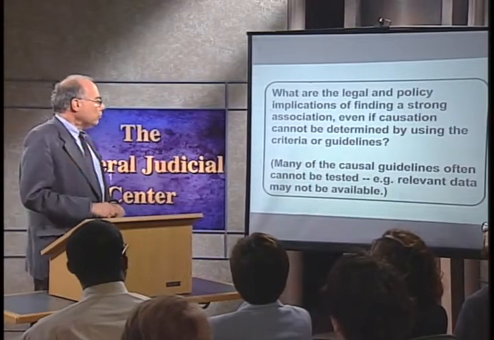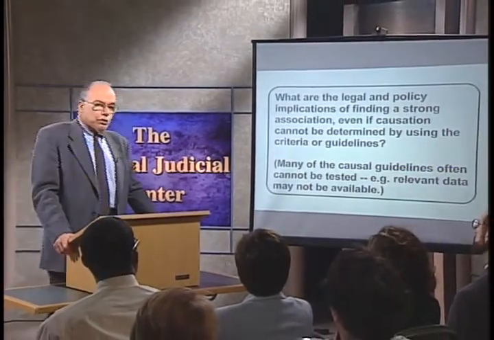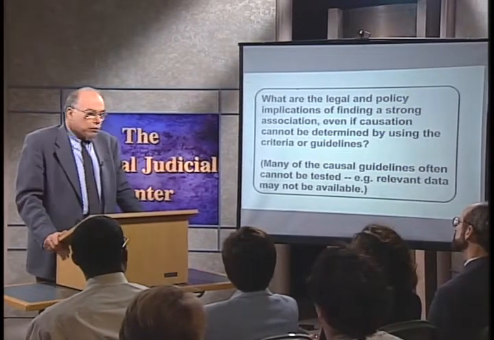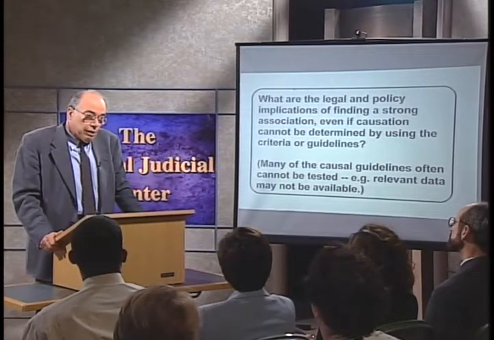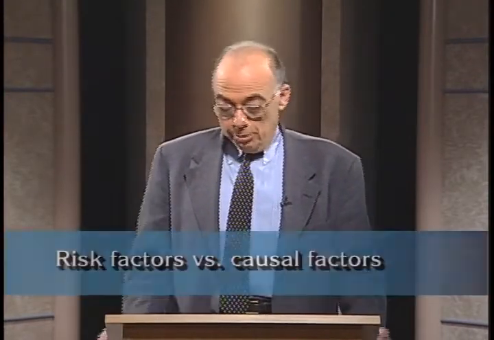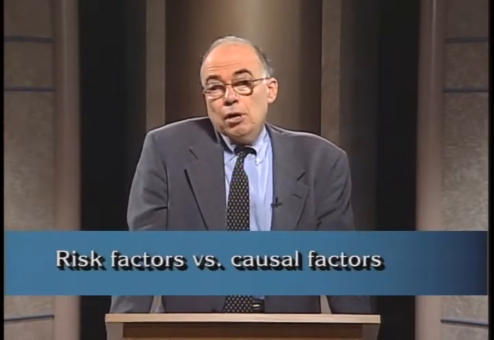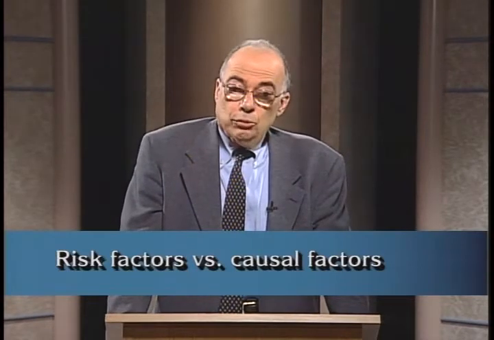Let's stop and ask the question, what are the legal and policy implications of finding a strong association even if causation cannot be determined by using these criteria or guidelines? That is, we show a strong association, the relative risk is high, but when we go to that list of guidelines, we're not able to document them. Often we just don't have the data. The appropriate studies haven't been carried out. This represents a major problem for the courts in interpreting epidemiologic evidence. We speak of factors being risk factors rather than causal factors only because the evidence is not strong enough for us to come to a conclusion regarding causation. But it is an unresolved issue and poses serious problems for people faced with interpreting the legal implications of strong association and yet not having the causal guidelines fulfilled.